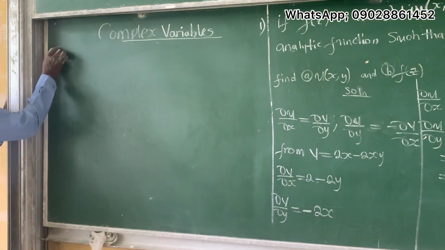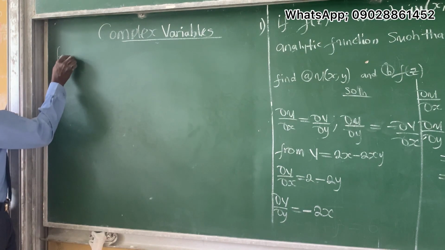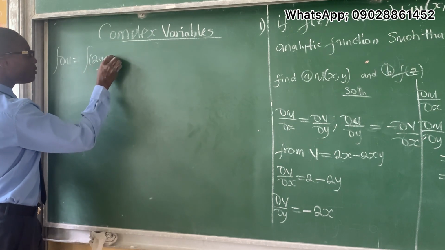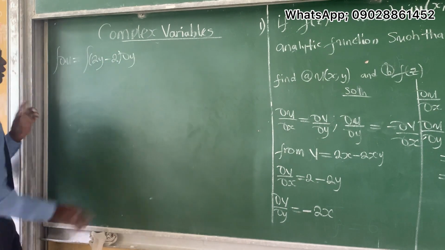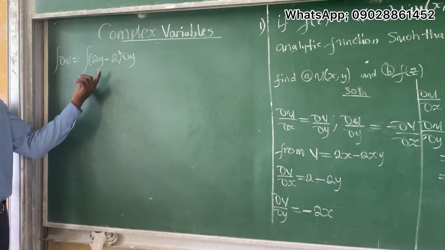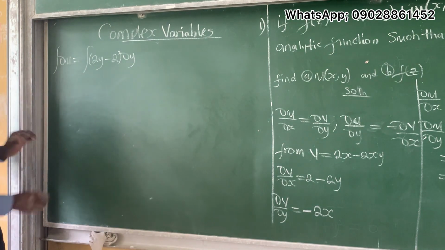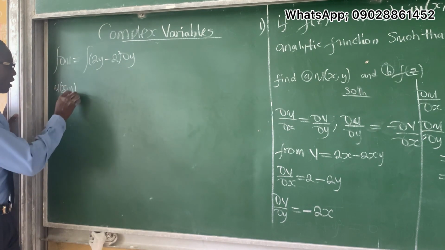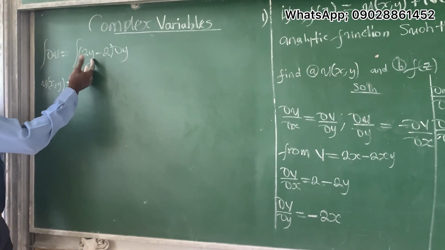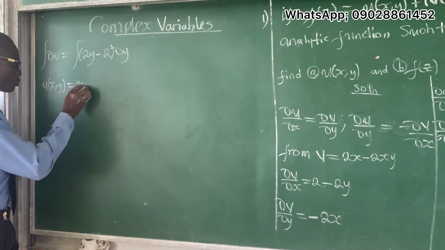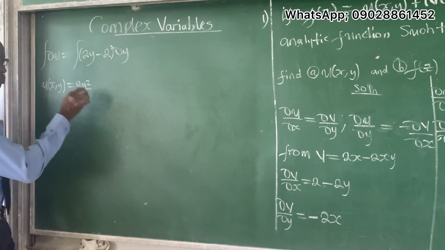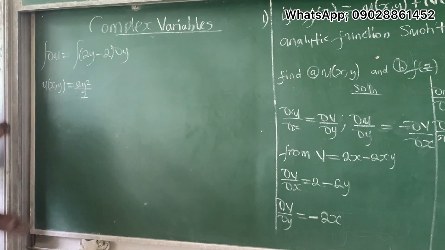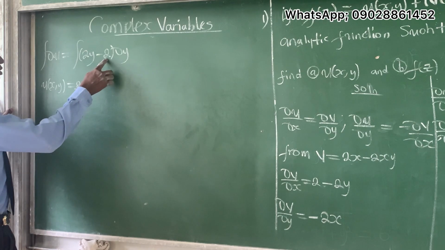So let's continue. We have the integral of partial u equal to the integral of 2y minus 2 partial y. This implies that we are integrating both sides with respect to y, treating x as constant. If you integrate partial u, you are going to have u of x and y, and this is equal to integrating 2y with respect to y. You have 2y squared over 2, minus integrating 2 with respect to y.